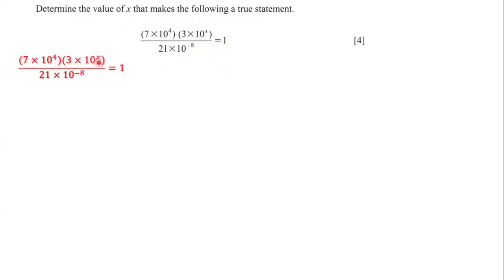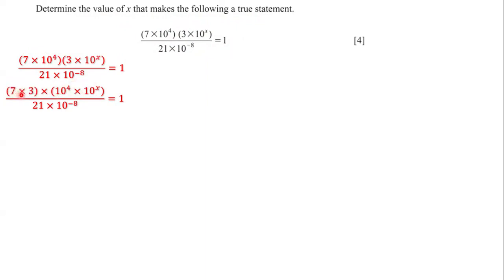And notice, let's focus on the numerator. Notice that we have this 7 and this 3. So we're going to bring them together. So we have 7 times 3. And then we have 10 to the power of 4 and 10 to the power of x. And so we bring these two terms together. So the terms that have base 10, we put them together, and our numbers, we put them together as well.